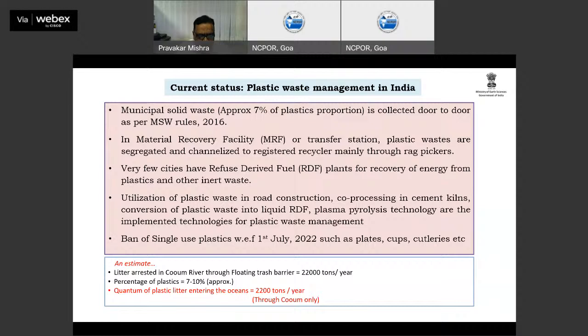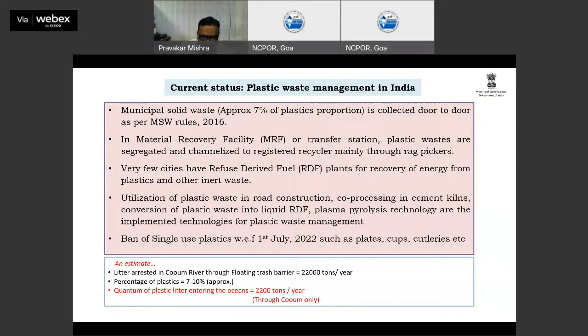All these things are happening in India, but at the same time the non-formal sector, the rag pickers, recycle the larger amount of plastics in India. And as I said, it is very important for us to estimate how much plastic we are letting into the ocean from our mismanaged plastics.